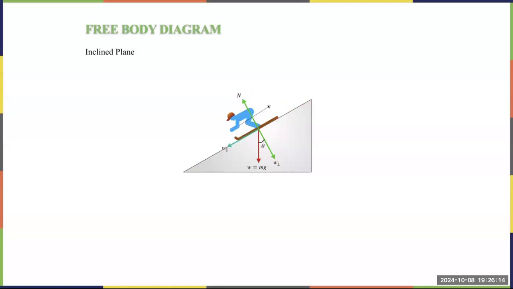And now the parallel component of this weight is acting along the surface of the hill, the inclined plane. This is called W perpendicular. This is called W parallel. And if there is some friction force, meaning these are not ice, the friction force will always be opposite to the direction of the motion.